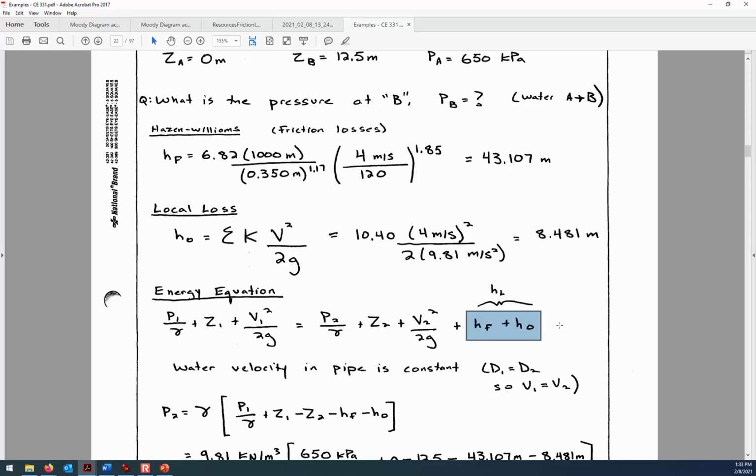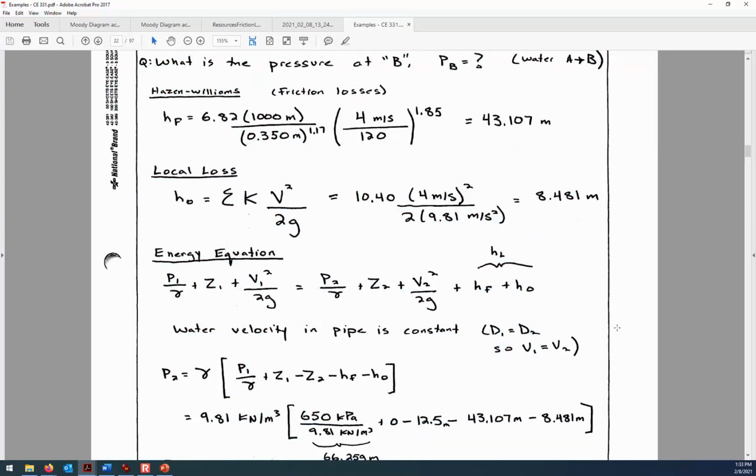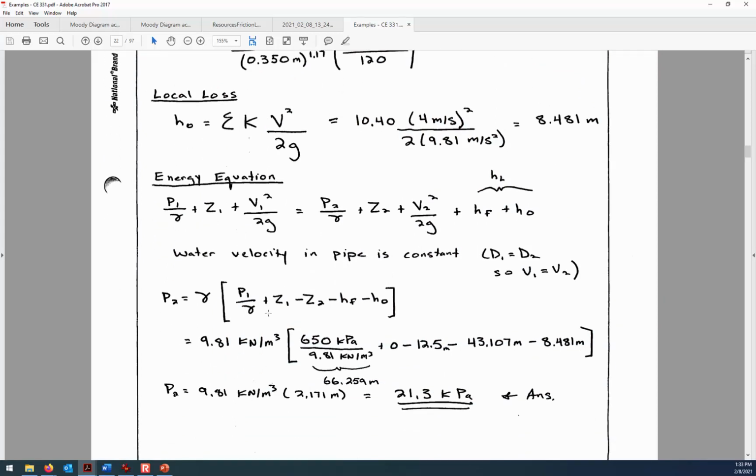So if we rearrange the energy equation to solve for the unknown pressure at 2, so just algebraically isolating P2 here, we get the unit weight multiplied by, now first of all, this is the source of the pressure upstream, how much pressure there was at 1. So we're starting with 66.26 meters of head at location 1, and then all these things chip away at how much head there is.